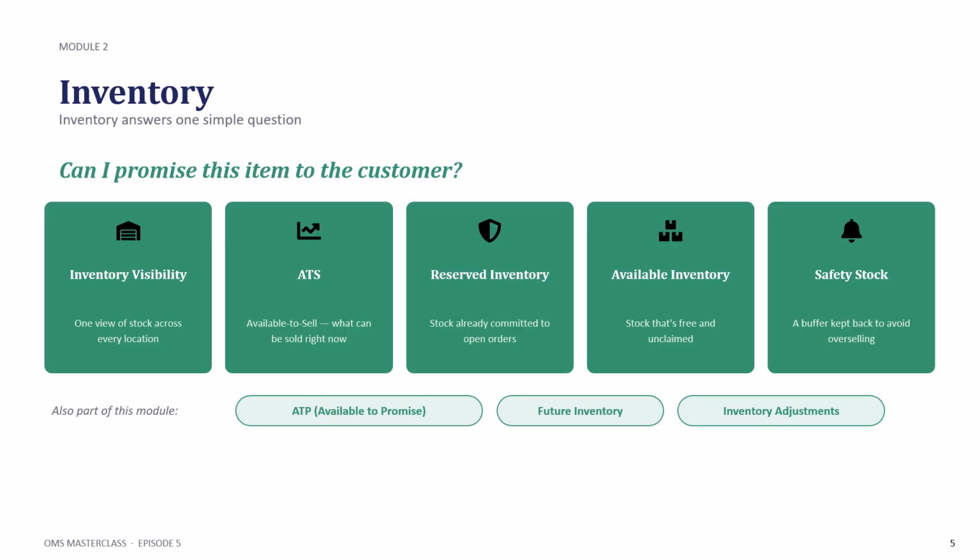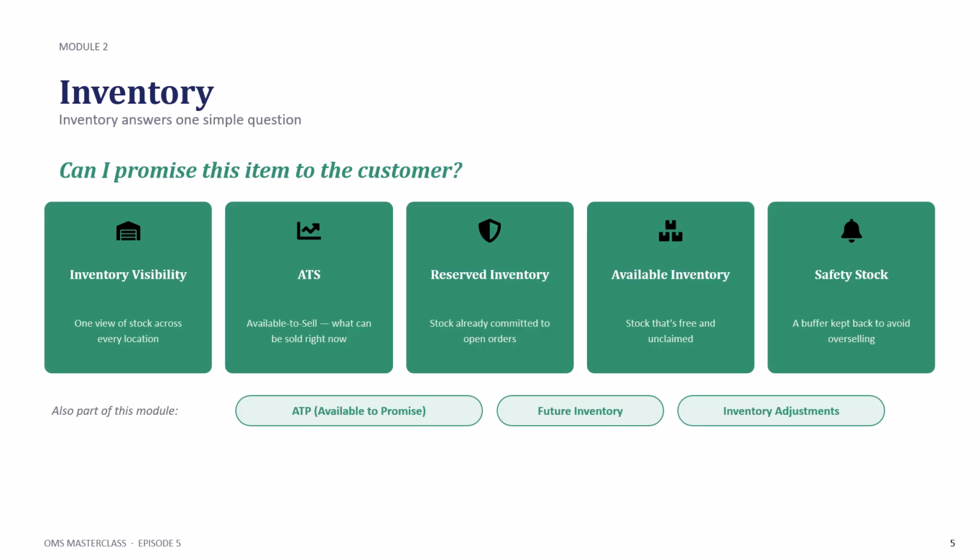It also keeps track of reserved inventory and available inventory, where reserved inventory means the stock that is already allocated to existing orders. Available inventory means the stock that is still free to use for new orders. Finally, safety stock acts as a buffer to make sure businesses don't accidentally oversell their inventory. This module also includes features like available to promise, future inventory, and inventory adjustments.